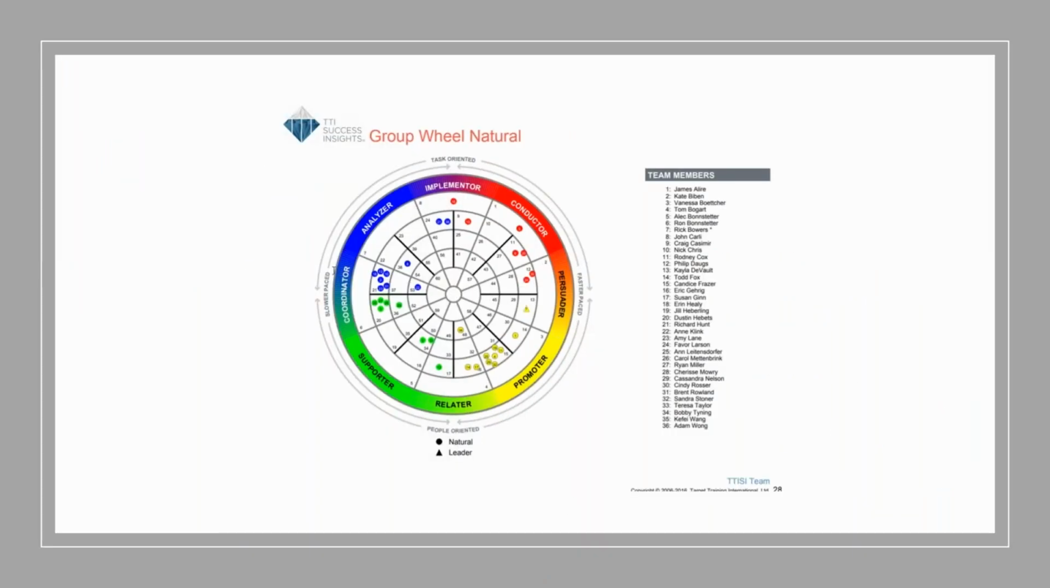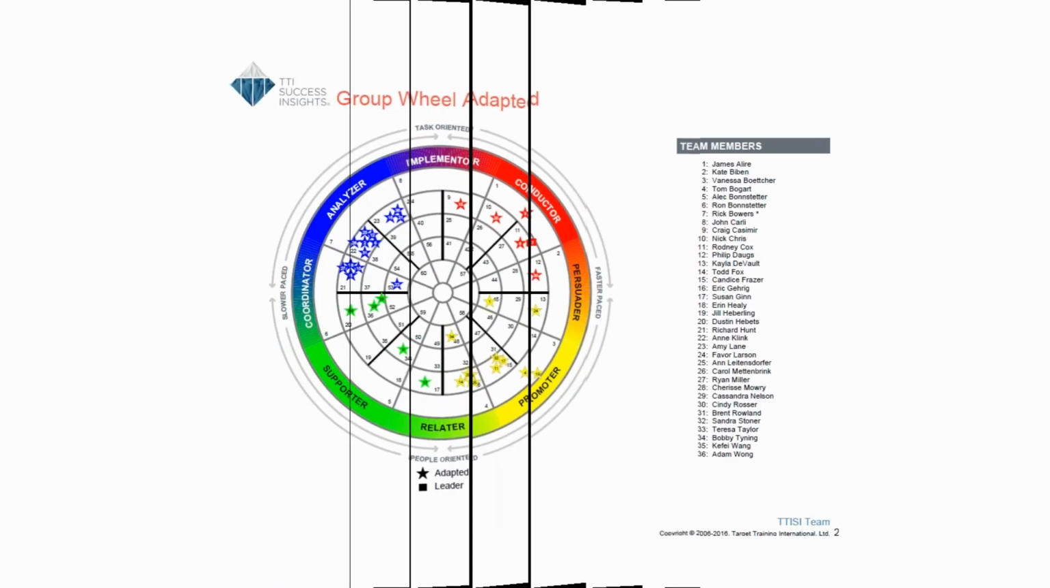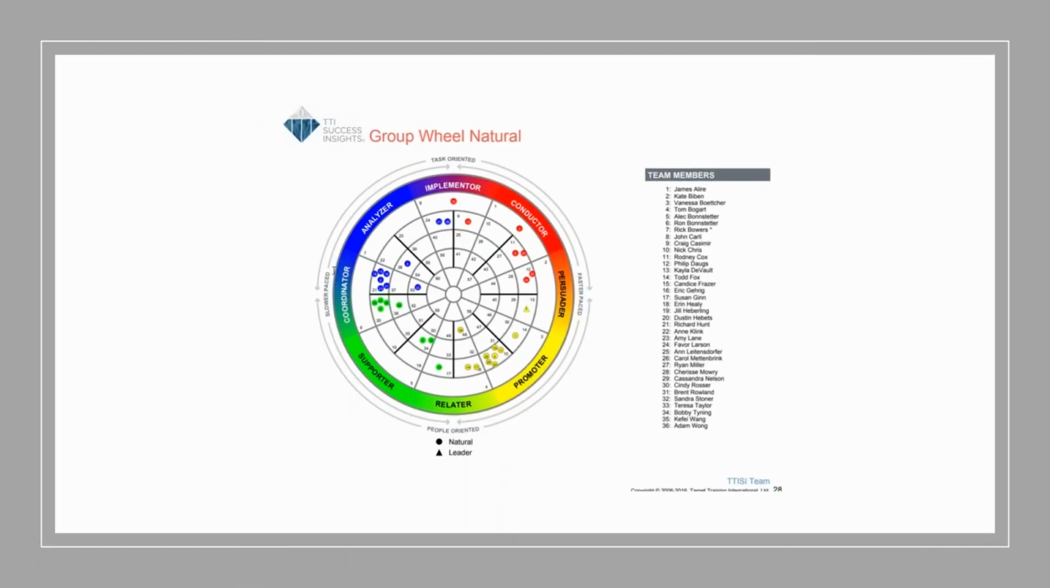Now, really, there's like 24 pages of this report. It's quite a comprehensive report. Let me go back to this one. So you have several wheel shots. You have the natural scores of everybody. This is a different team. You can see it's like 36 people plotted here. This is their natural style, graph 2. And you can see how the whole team shakes out.